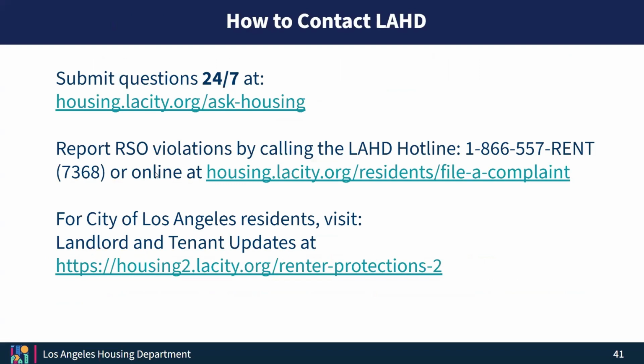How to contact the housing department. Submit questions 24/7 at housing.lacity.org/ask-housing. Report RSO violations by calling the housing hotline at 866-557-7368 or online at housing.lacity.org/residents/file-a-complaint. For City of Los Angeles residents, visit landlord and tenant updates at housing2.lacity.org/rent-protections-2. Next slide.